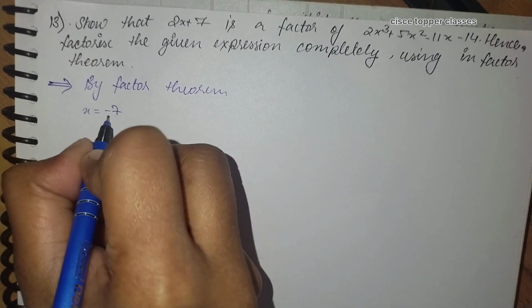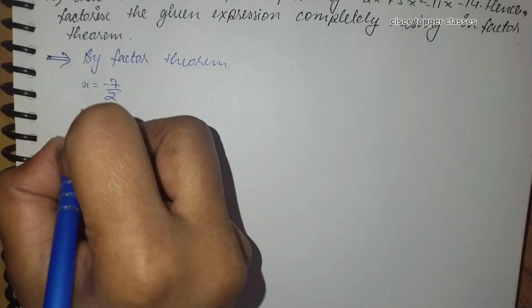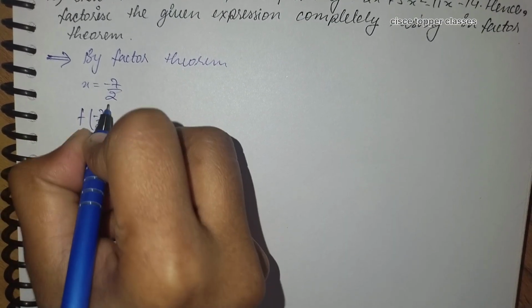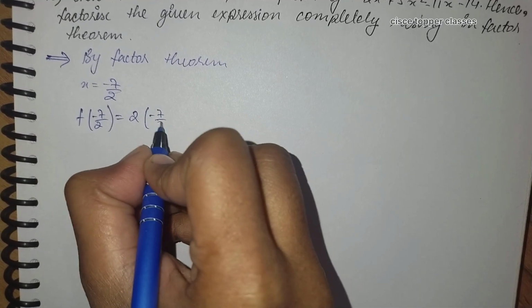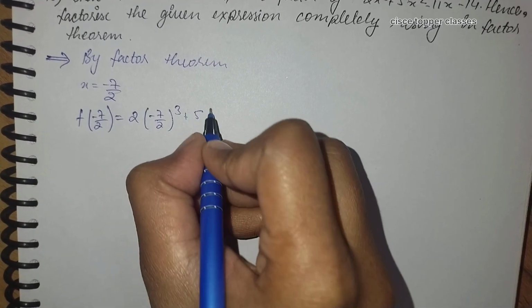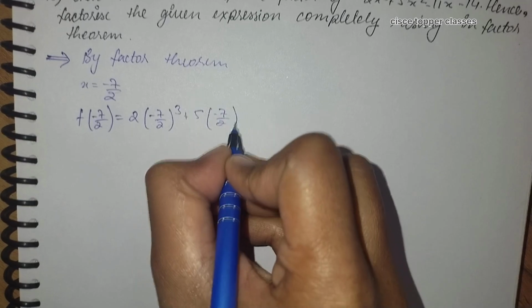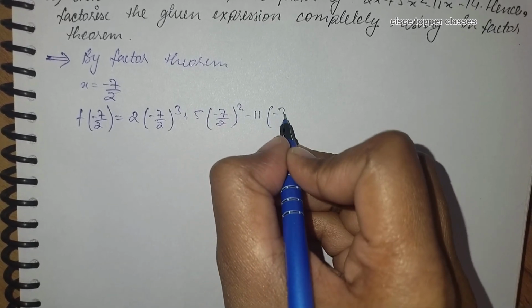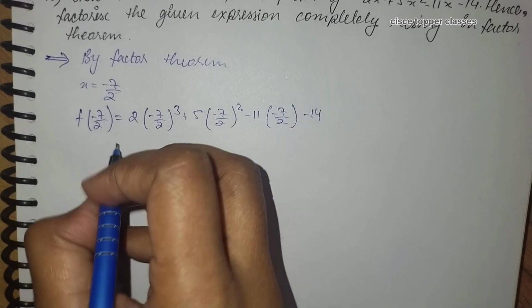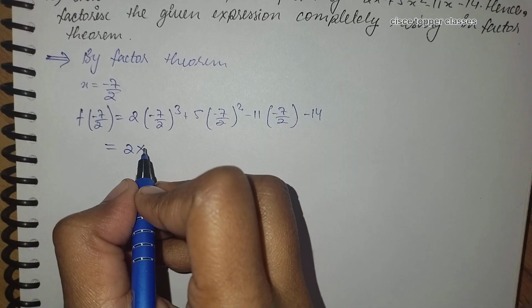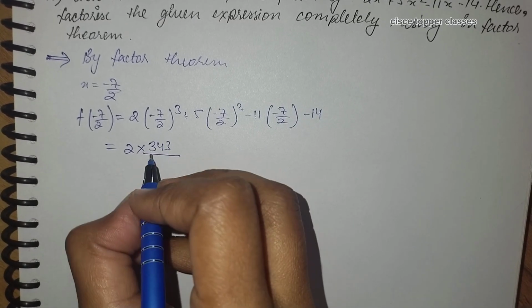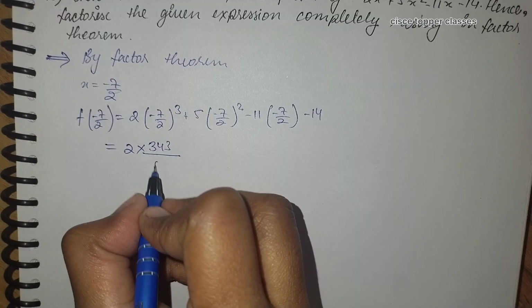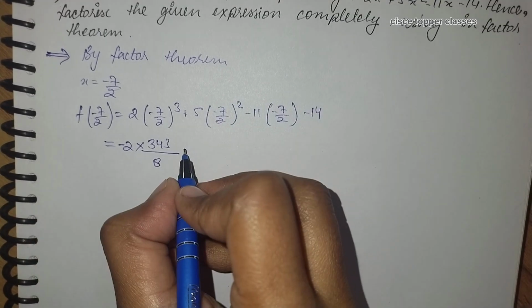x is equal to minus 7 by 2, and f(x), if we put minus 7 by 2 to prove that it is equal to 0 in the equation, that will become minus 7 by 2 whole cube plus 5 into minus 7 by 2 whole square minus 11 into minus 7 by 2 and minus 14. That will become 2 into, this is 343 here, and that will become 16, or sorry 8 here, and on negative value we have to take that.